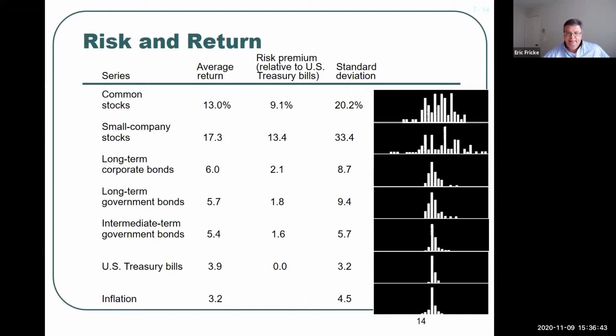This slide is kind of another all-page overview of different types of financial assets. Some of the more common ones, the bigger classes. It lists common stocks, which are basically all stocks in the stock market. Then it lists small company stocks, long-term corporate bonds, long-term government bonds, intermediate-term government bonds, and treasury bills, and then also inflation.